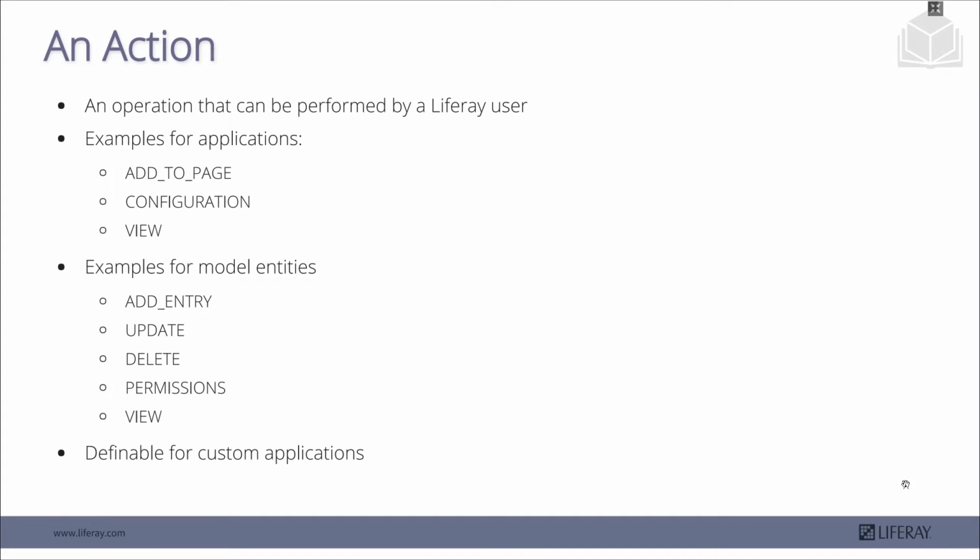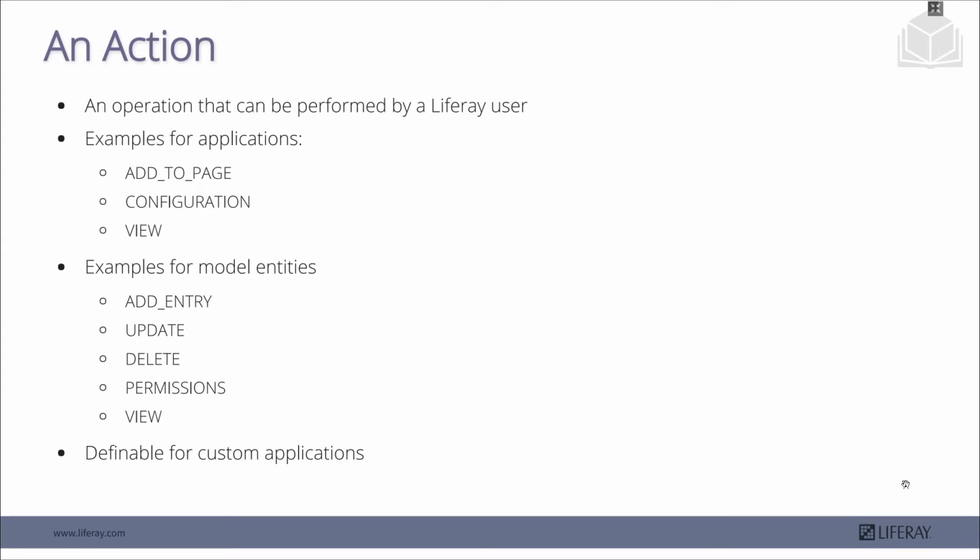Now, actions. So we've hit resources, we have portlet and model. Now we have actions, and actions come in 2 different flavors as well. Let's start off with some examples first. With actions, we can do things to portlets or applications like add the portlet to the page, see the portlet application, or configure it.